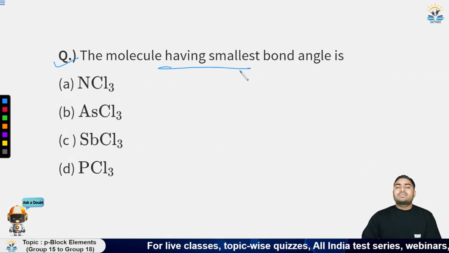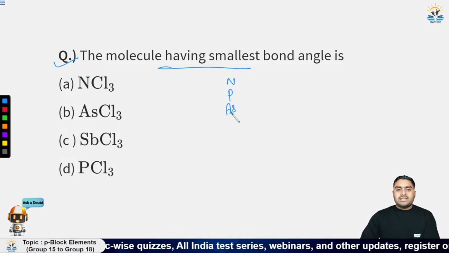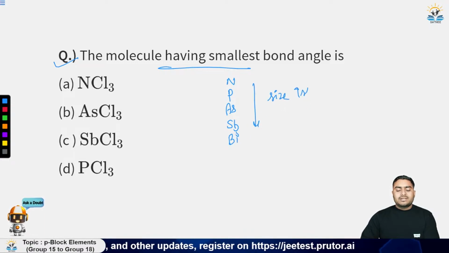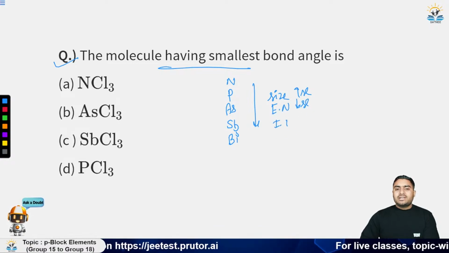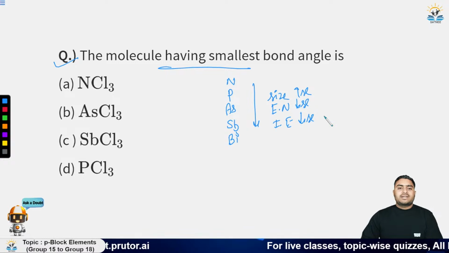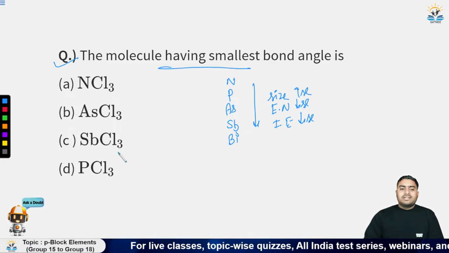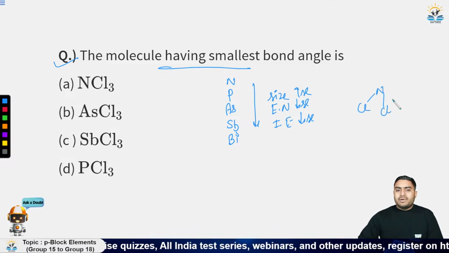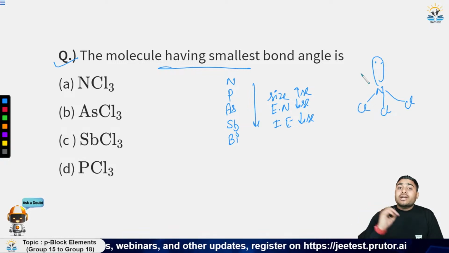The molecule having the smallest bond angle. You know very well, nitrogen, phosphorus, arsenic, antimony, and bismuth. As you are moving top to bottom, size will increase, electronegativity decreases, ionization energy decreases, etc. So the question is the smallest bond angle. You can see NCl3, AsCl3, SbCl3 and PCl3. The shapes are the same. You can see the shape will be pyramidal for all. But it totally depends on the electronegativity.